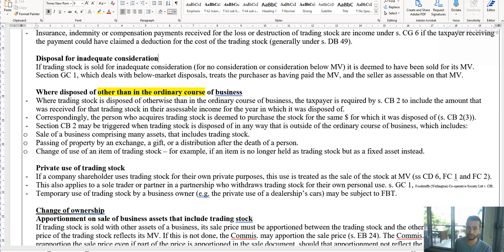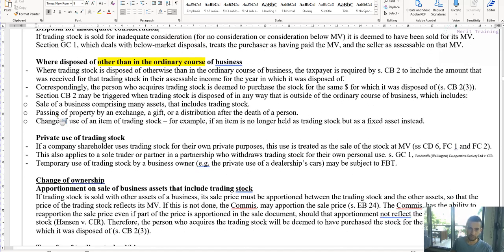But the person who acquires that trading stock is also deemed to purchase the stock for the dollar value it was disposed of. Okay, hopefully that made sense.